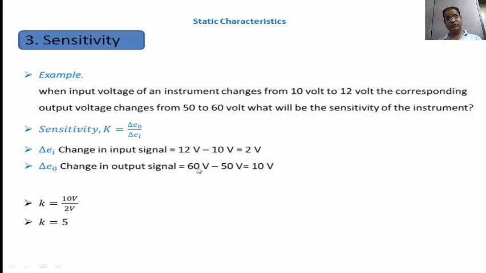It changes from 50 to 60. So maximum is 60. So 60 minus 50 is 10 volt. So delta EI is 2 volt, delta EO is 10 volt.